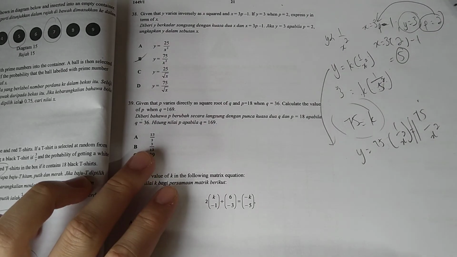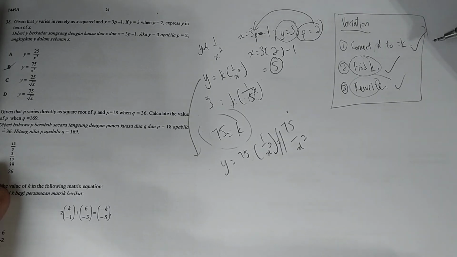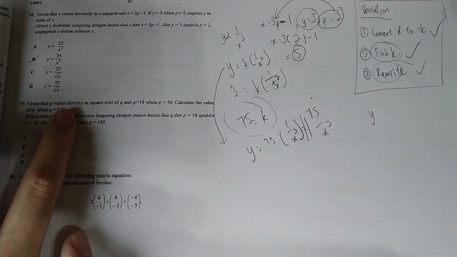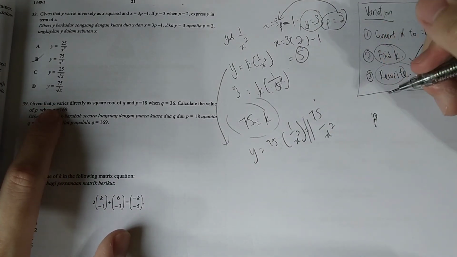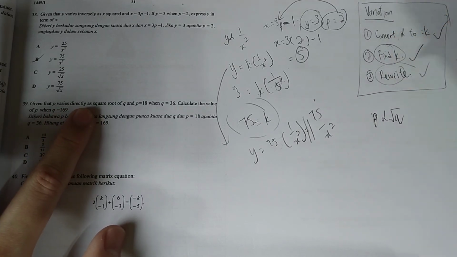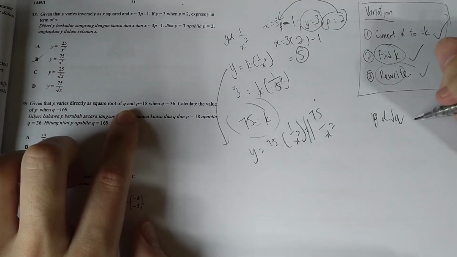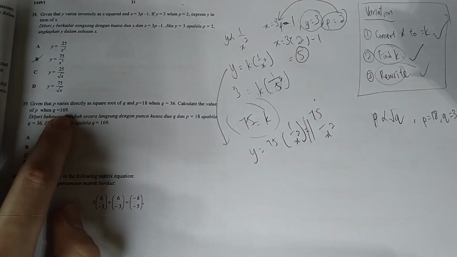Also variation. Same step lah. Just look. Okay, tengok balik sini. This is the step for variation. So, number 39. Given that P varies directly as square root of Q. Kalau inversely, then 1 over. But they say directly. So, varies directly as square root of Q. And then, comma, P is 18, Q is 36. So, tulis saja. And then, calculate value of P when Q is 169.